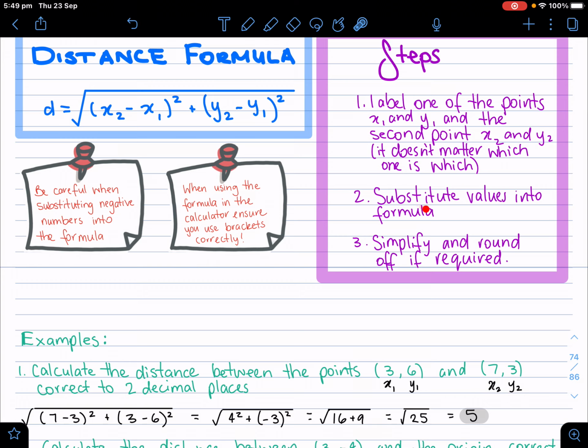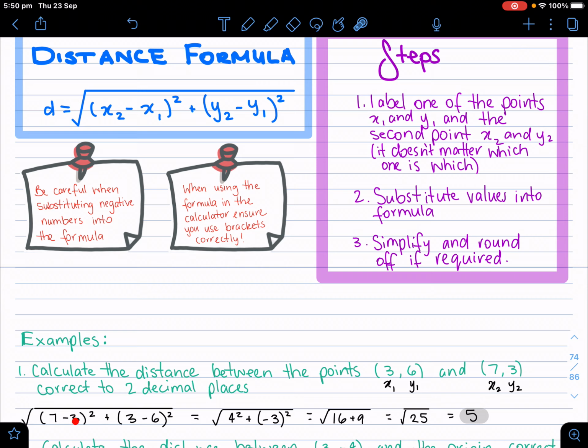Step 2 says, substitute these values into the formula. So the formula is distance equals the square root of x2, which is 7, minus x1, which is 3. So you have 7 minus 3 all squared there, plus y2 minus y1. So plus y2, which is 3, minus 6 all squared. You'll see I've substituted it into the formula there. Now you can type this all in the calculator at once. If you are going to do that, just make sure you have brackets around the whole thing under the square root. But I like to do it step by step.